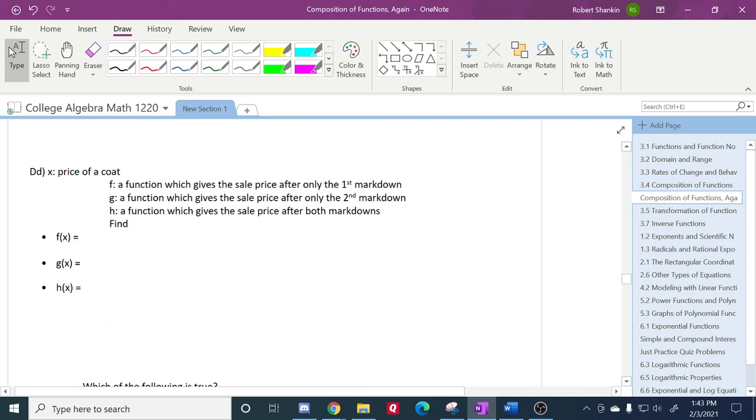Let's come back to here and group 3. What do you have for f of x there? We got, for f of x, we got x minus 100. All right. So if it was a $1,000 coat the sale price would be 900. Okay? G of x, what do you have for that?